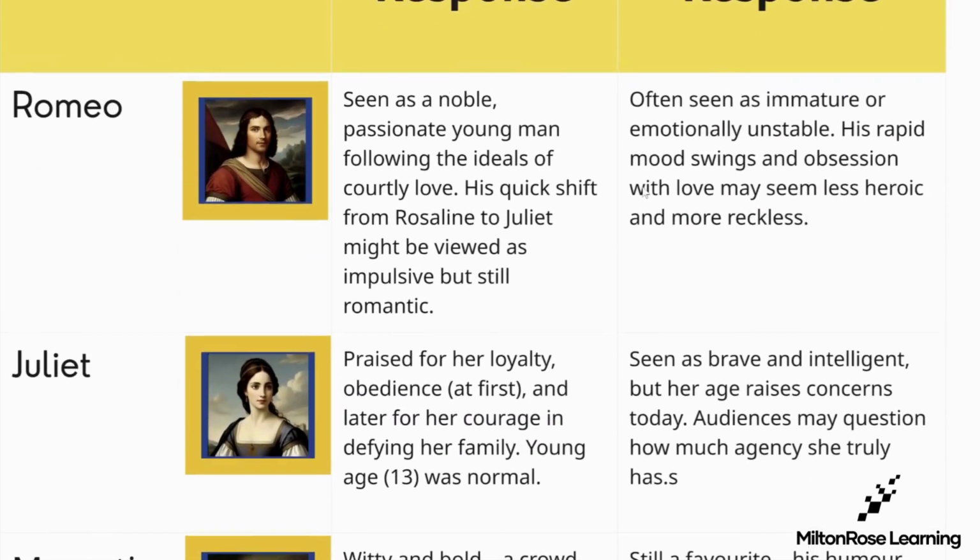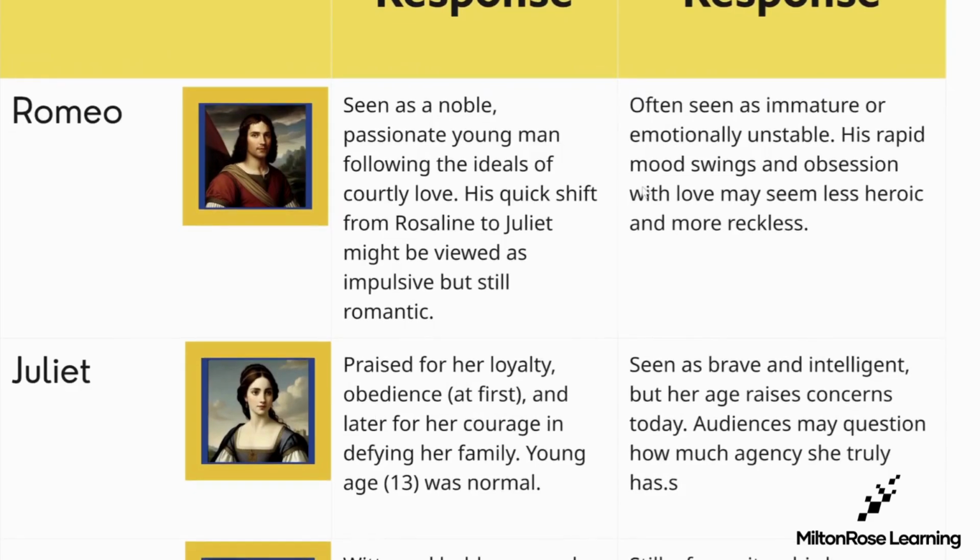Then we have, just down here, Juliet. So Juliet is praised for her loyalty by the Elizabethans on the left, obedience at first as well, and later for her courage. Young, she was 13, 14 roughly, and people always get a bit weirded out by that. But remember, people did die a lot earlier in Elizabethan England. They might die at 35, 40. So things happened a lot earlier in life.